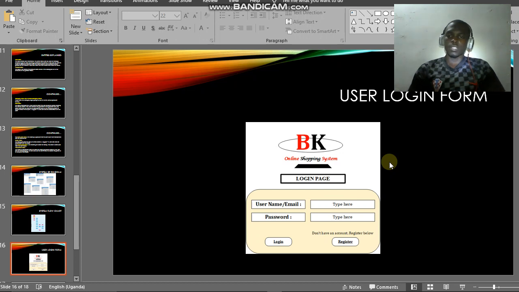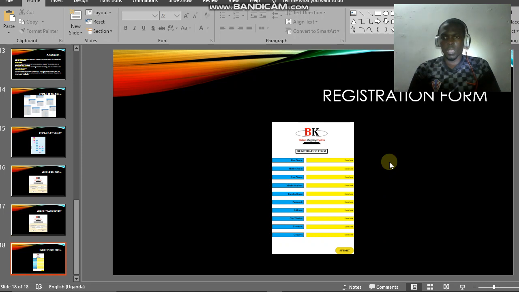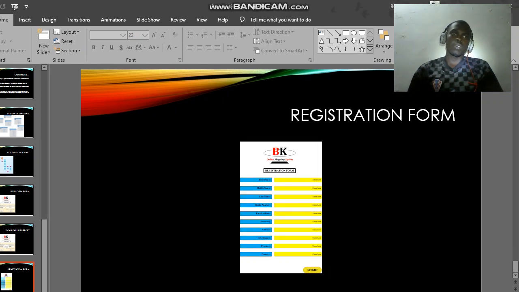PDF that is attached. Then this is our user login form, one of the interfaces. If a user is going to log into the system, this is what he works with. Then the login failure report is what you get if you enter wrong credentials. And that is the registration form. So these are some of the slides that we have on our system.